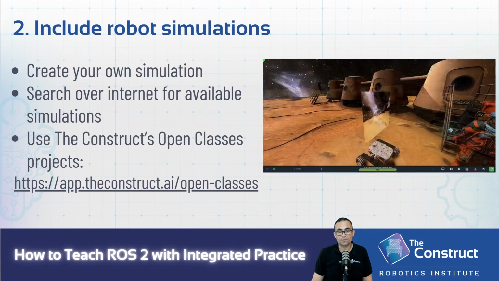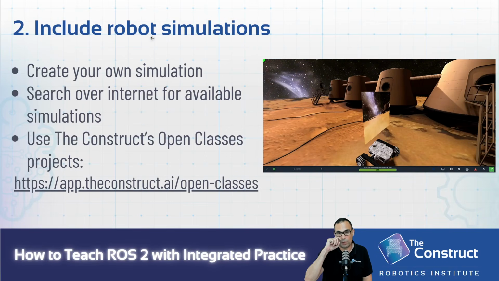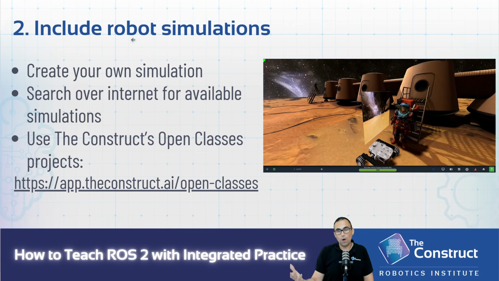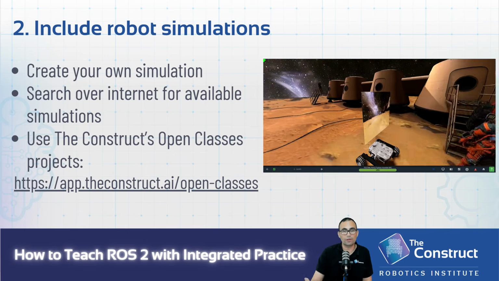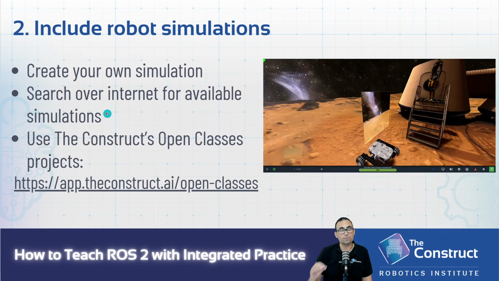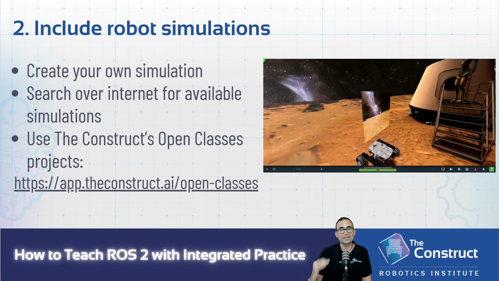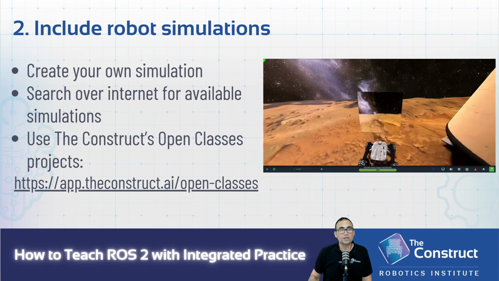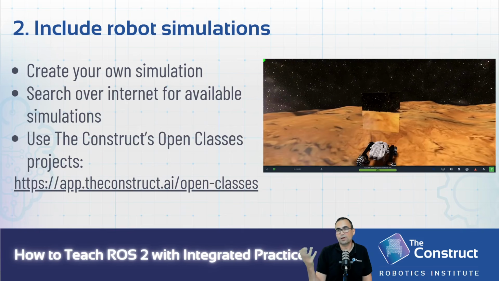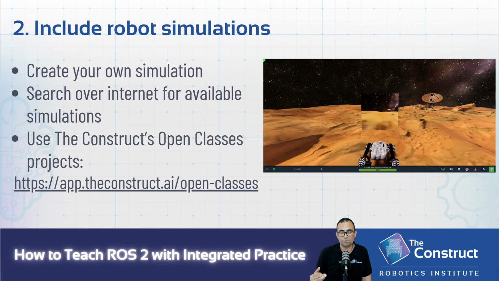Yes, of course. Then we need to include the robot simulation because we want the students to practice with the simulation. And you have several options. One is to create your own simulation from scratch or from some other that you have used in the past. You can search over the internet for available simulations. It is plenty of Git repos that contain simulations there that you can use. Some may not work fully, you may need some adaptation, but at least you are not starting from zero.